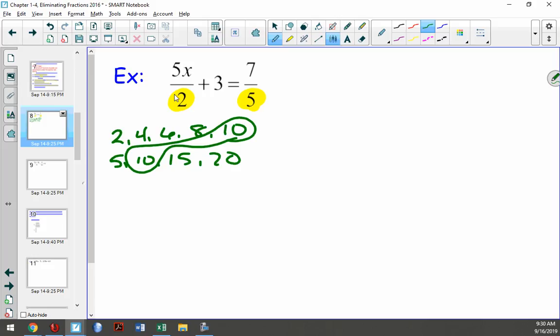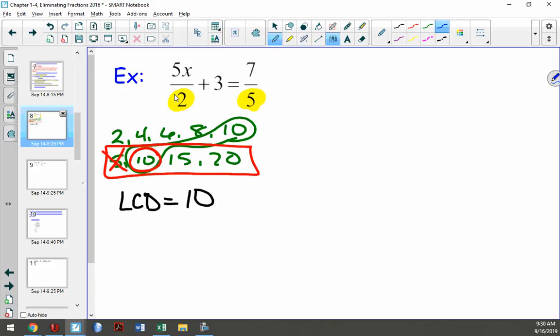And if you recall, on Friday, I told you to only do the multiplication tables of your 5 and say, does 2 go into 5 evenly? No. Does 2 go into 10 evenly? Yes. So your LCD is going to be the number 10. So we're going to multiply the entire equation by 10, and we're going to put that distributive property on the right-hand side, and distribute that in.